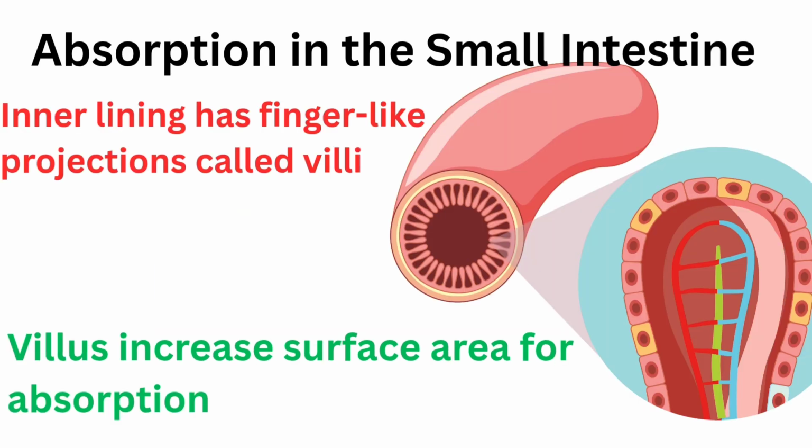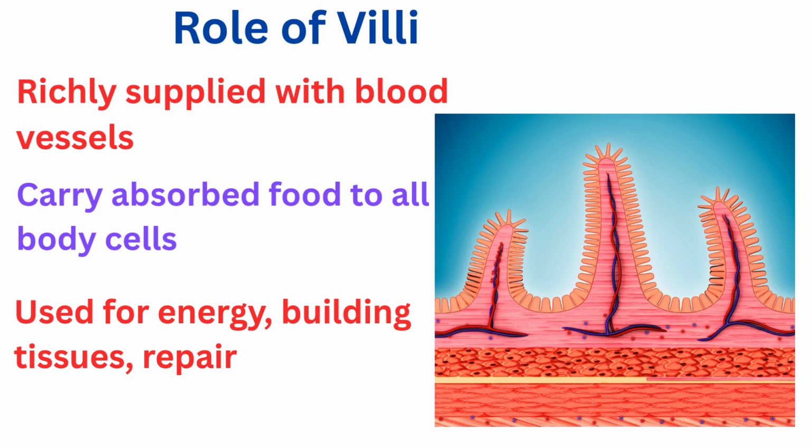Once the food is fully digested, it is ready to be absorbed. The inner lining of the small intestine has countless tiny finger-like projections called villi. And these villi greatly increase the surface area for absorption, making the process faster and more efficient. Each villus is richly supplied with blood vessels, and these blood vessels carry the absorbed nutrients to every single cell in the body, where they are used to produce energy, build new tissues, and repair old ones, etc.